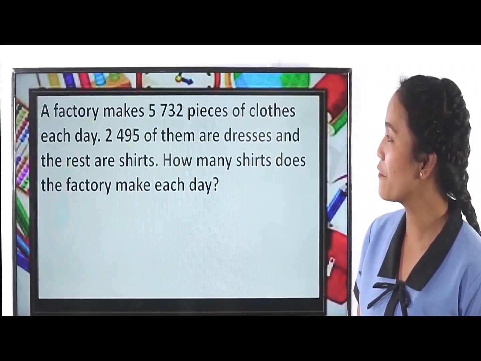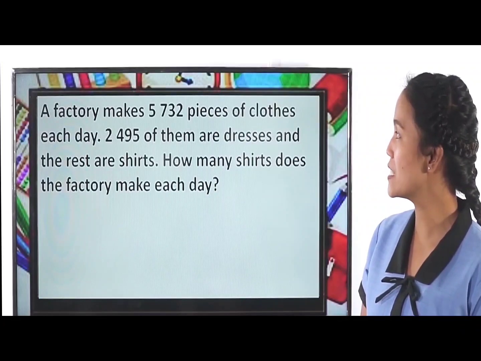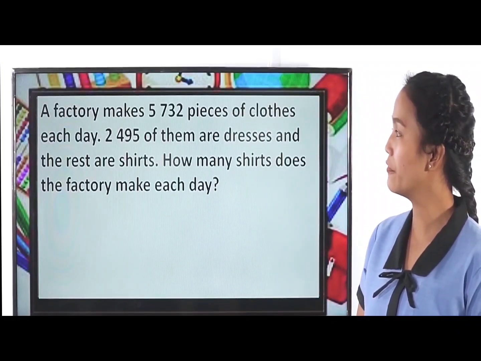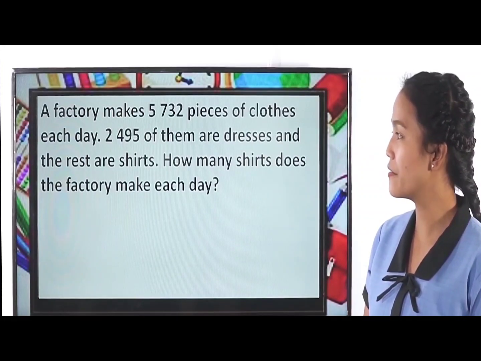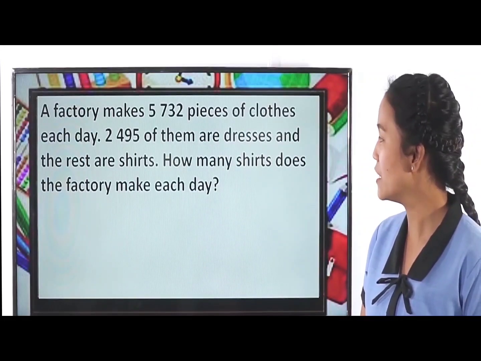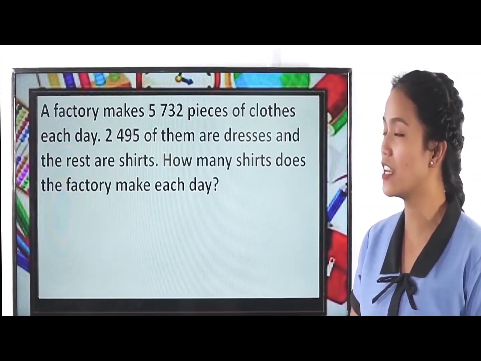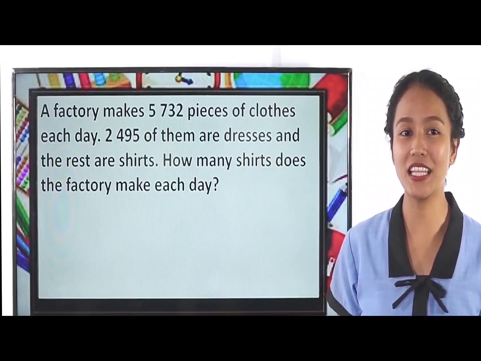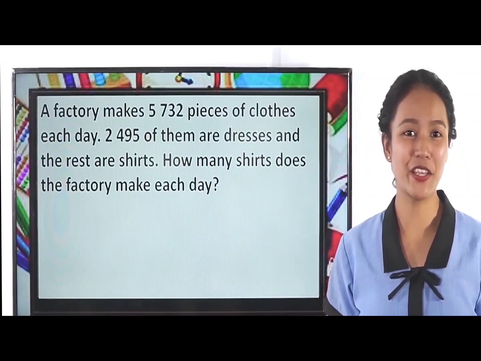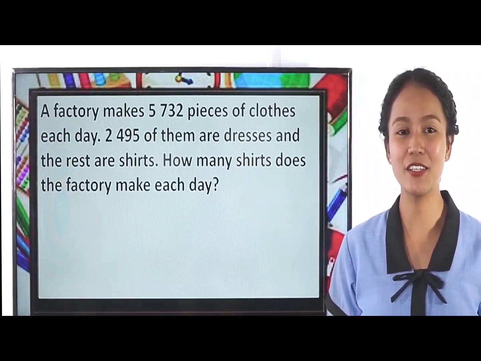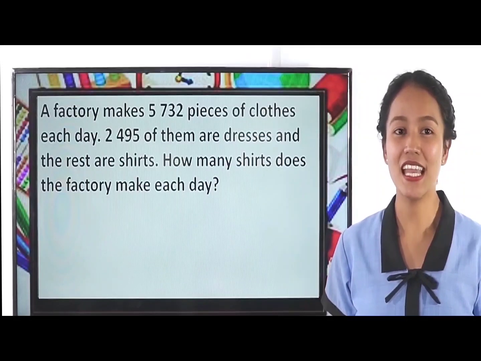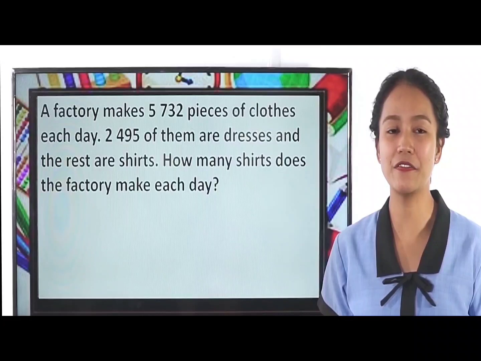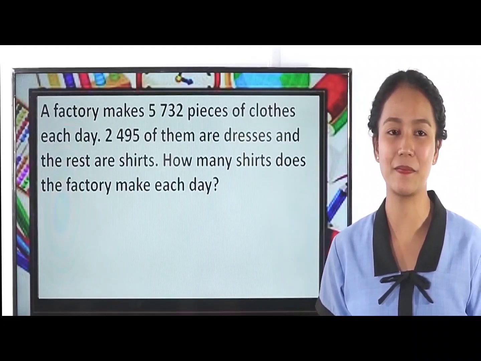A factory makes 5,732 pieces of clothes each day. 2,495 of them are dresses and the rest are shirts. How many shirts does the factory make each day? What should be the first thing we need to do? Very good. We need to understand the problem. In this problem, we have to find the number of shirts the factory makes each day.